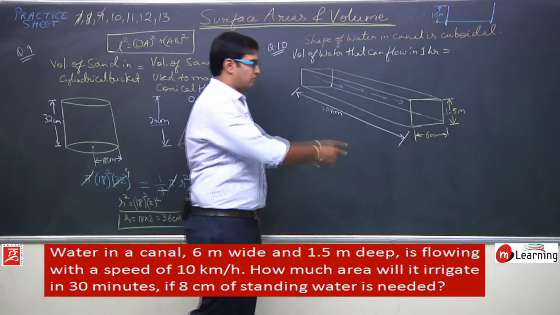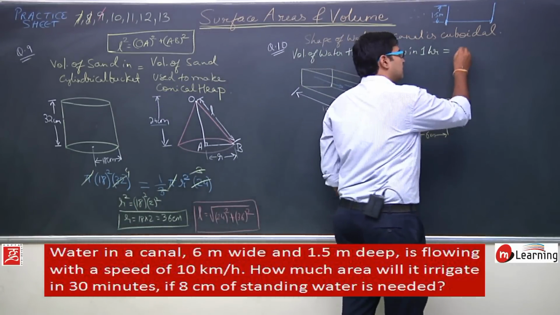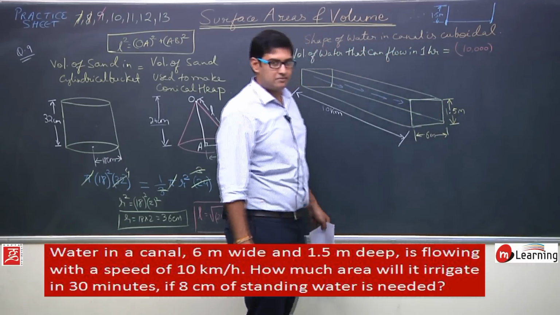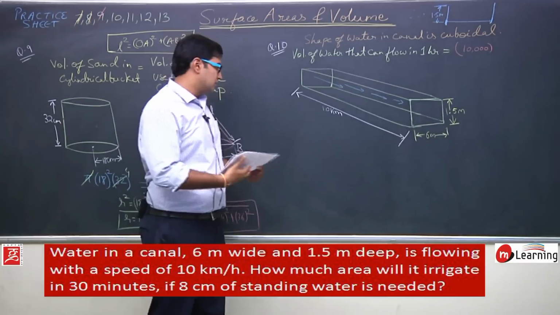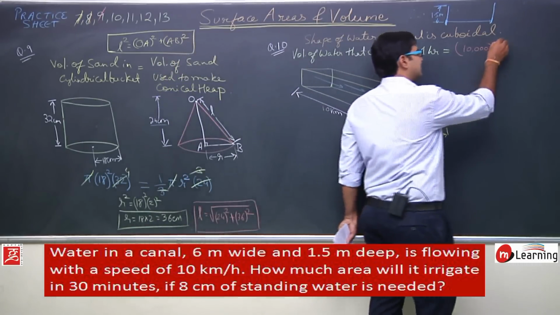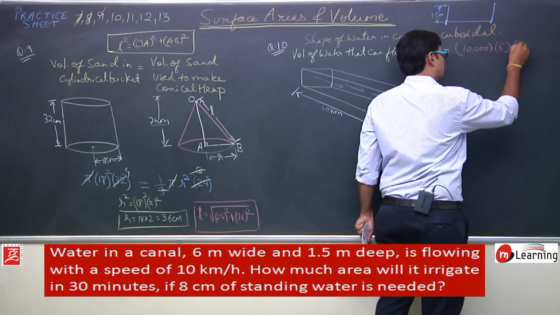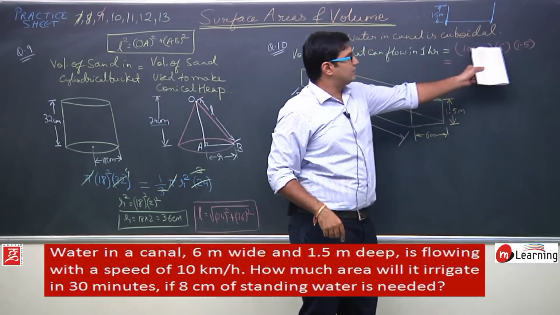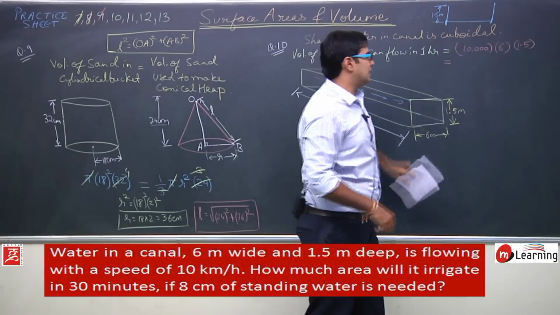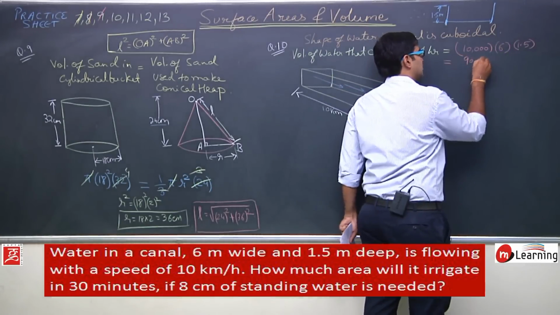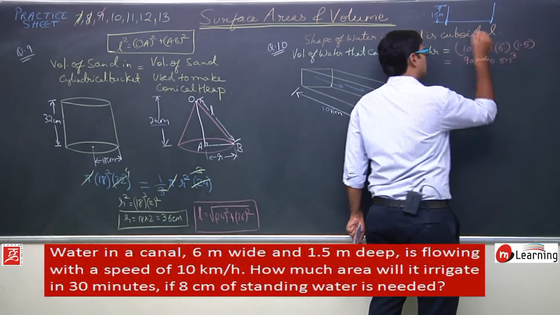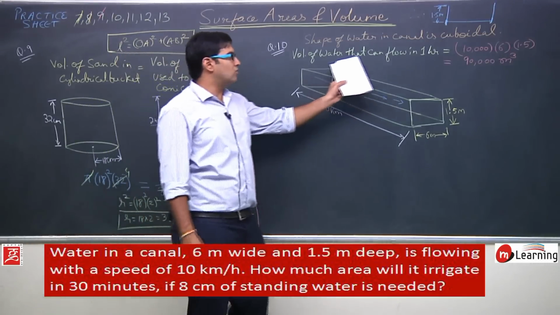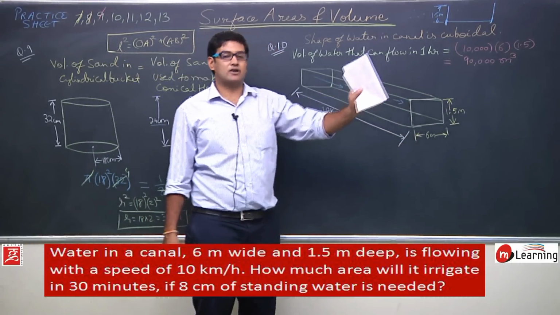It is equal to the volume of this cuboid, that is 10 kilometers, which means 10,000 meters, because 1 kilometer is 1000 meters. So 10,000 meter into 6 meters into 1.5 meters. This much is the volume. Just calculate it: 15 into 6 is 90, so you will get 90,000 meter cube. So 90,000 meter cube of water will flow out from this canal in 1 hour.